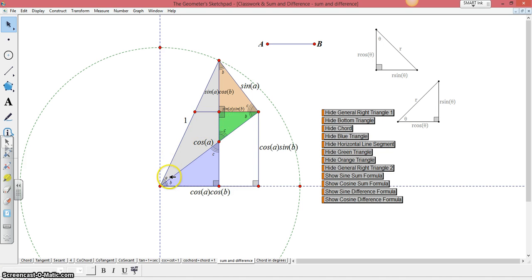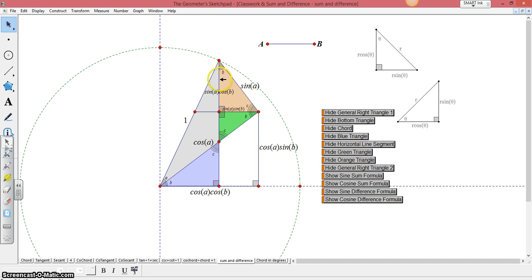Now, let us look at this large triangle that is a right triangle with angle beta. This triangle has hypotenuse cosine of alpha. Therefore, its side lengths must be cosine of alpha sine of beta, and its other side length is cosine of alpha cosine of beta. Now remember, the objective of this proof is to find the sine of alpha plus beta, such that this is our sine of alpha plus beta.